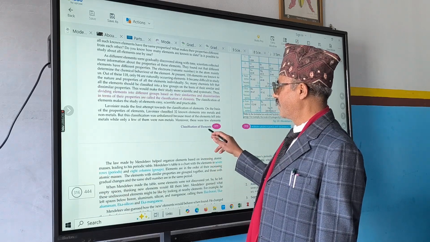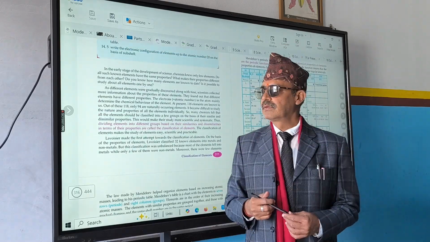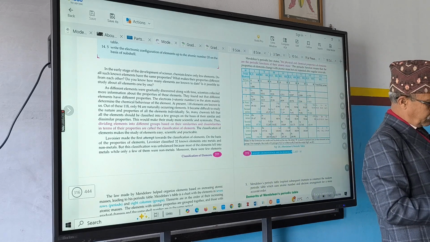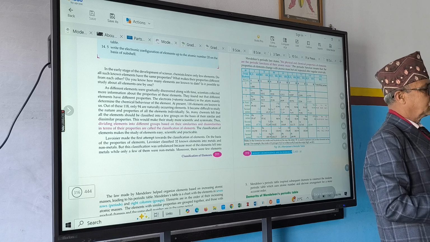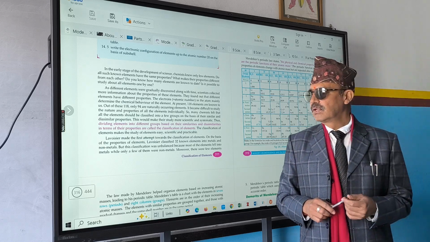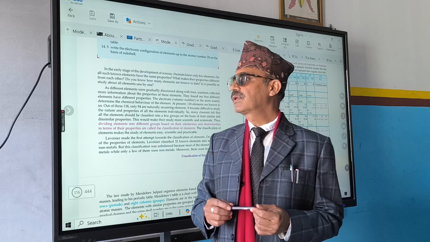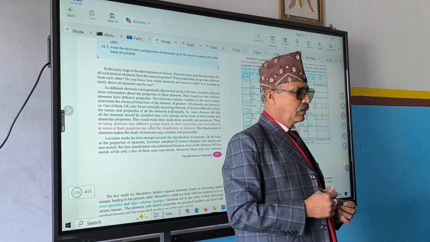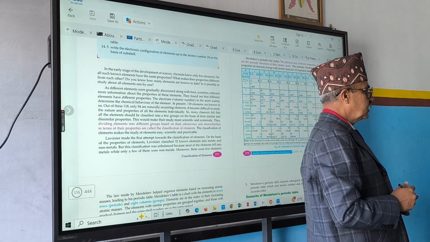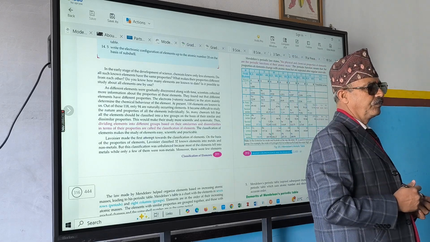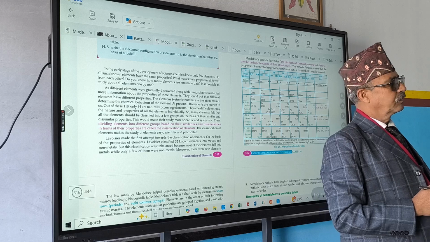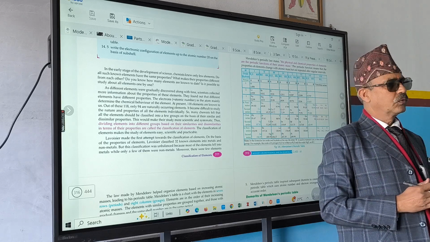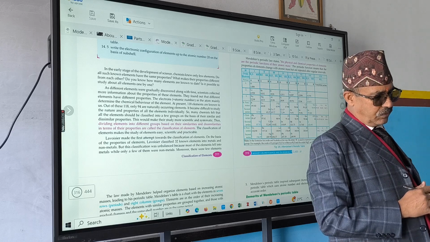Question number three. In three there are two questions, first and second. First question is 3I. Why is potassium more reactive than sodium? Next question.